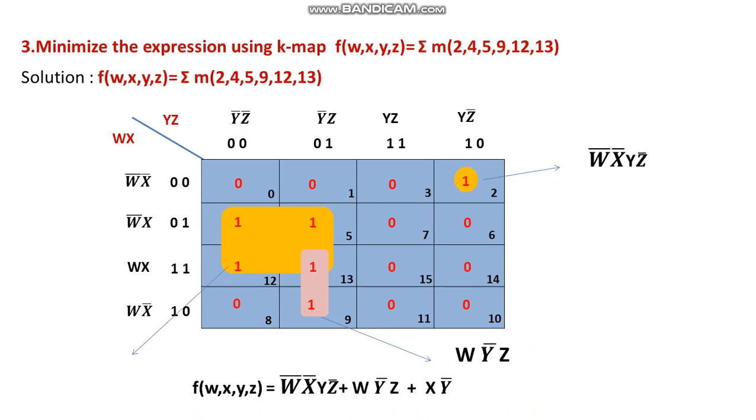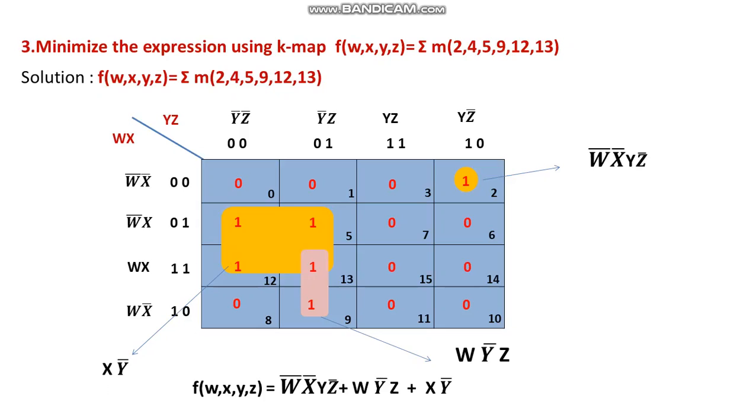And similarly, what is the expression for the quad? W is changing, W bar and W is changing. So I should take X. Then on the column side, Y bar, Y bar. I should take Y bar and Z is changing, right? So it is X, Y bar. Okay. So sum all the product terms here. So that is your simplified expression using K-map.